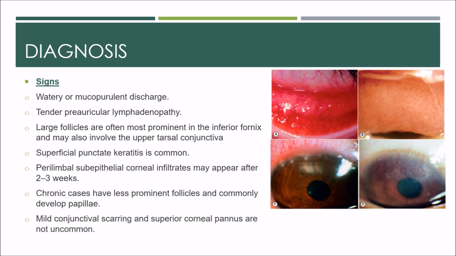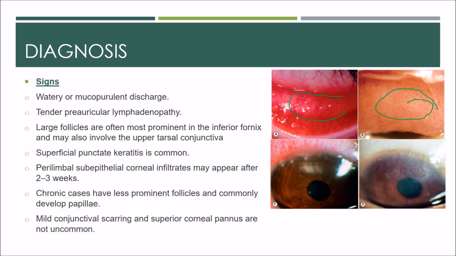Large follicles are often most prominent in the inferior fornix, as seen here in the inferior fornix, and they may also involve the upper tarsal conjunctiva, as we can see here. So we must see both the fornices, the upper and the lower ones.